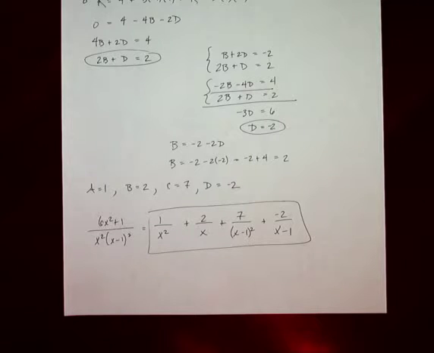And of course I can check my answer by recombining it, getting a common denominator and recombining all of it, simplifying the numerator and seeing whether it actually simplifies out to 6x squared plus 1. That was kind of a long one. Let's go ahead and flip on to the next one.